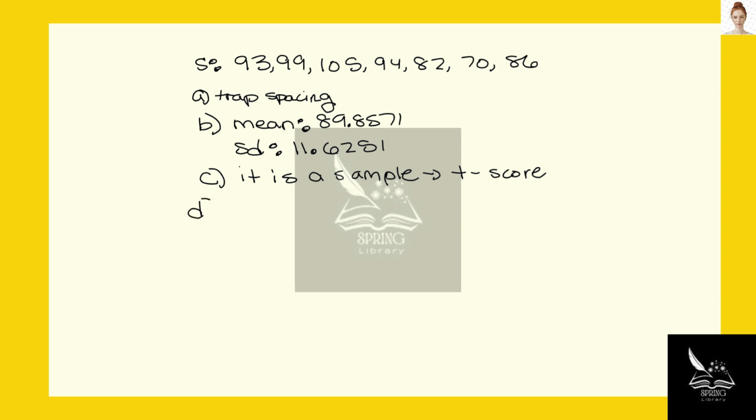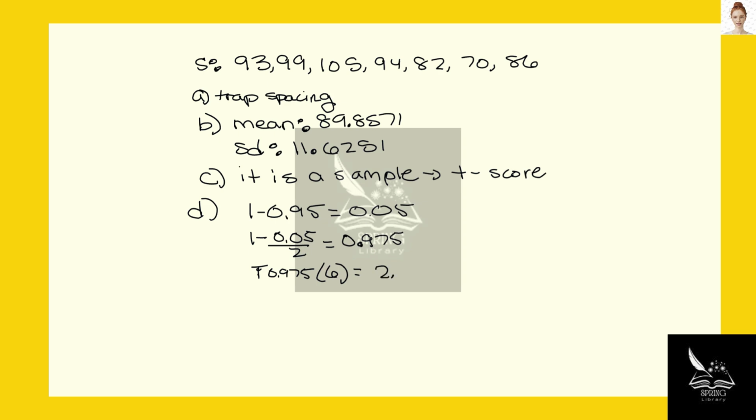So you're going to do 1 minus 0.95, which is 0.05. Then 1 minus 0.05 divided by 2, and that's 0.975. And then you take t 0.975, and 8 is your degree. I'm sorry, not 8. 1, 2, 3, 4, 5, 6, 7, so 6 is your degree of freedom. And then you're going to get 2.4469.